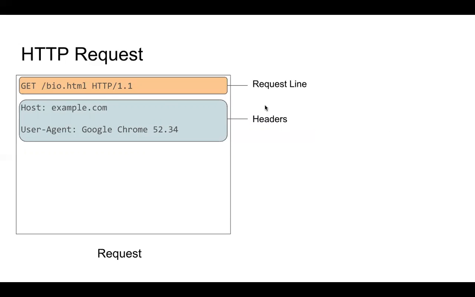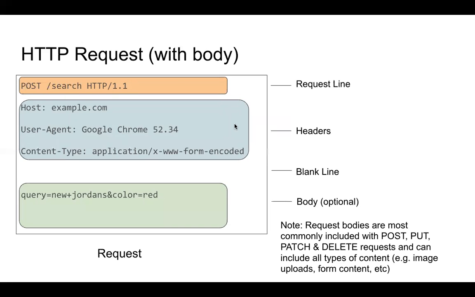Okay, so after the request line, there's always a space, and then you have headers. The headers are where you put additional information about the request, like the host you're going to, example.com, and the user agent, meaning who's making the request, which is typically your browser, Google Chrome 52.34. There can be other information including content type. This is a post request, so it's making a post request to example.com/search, and the content type is application/x-www-form-urlencoded.